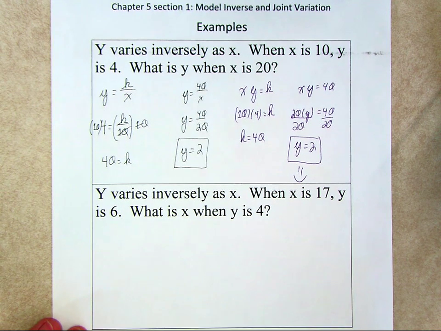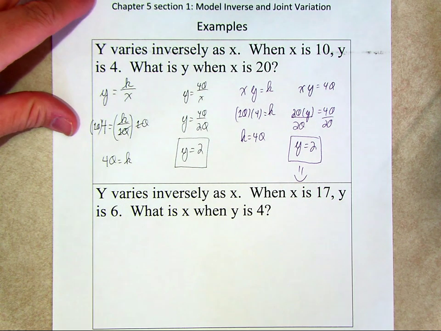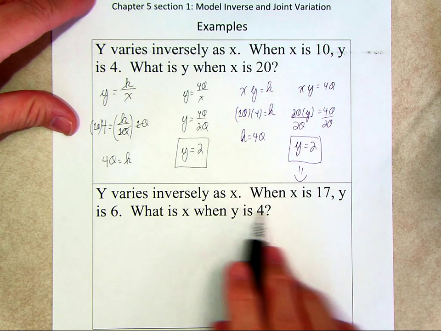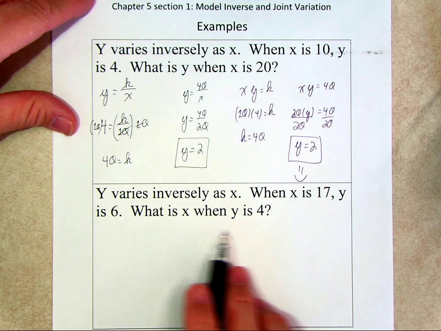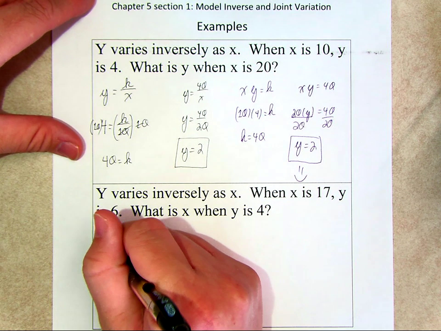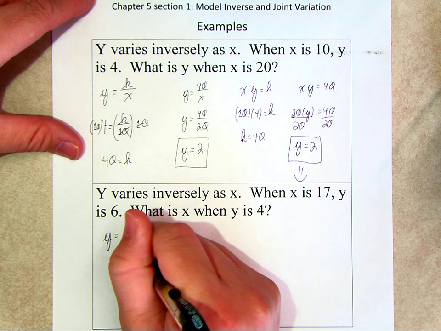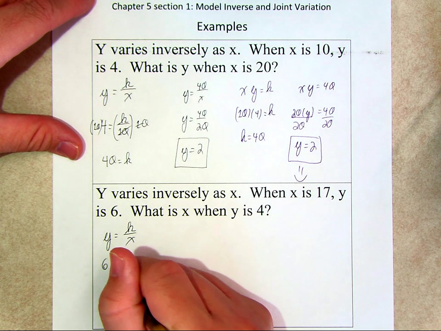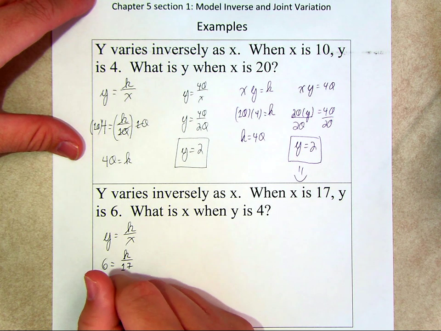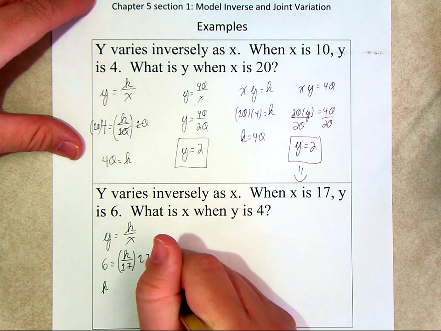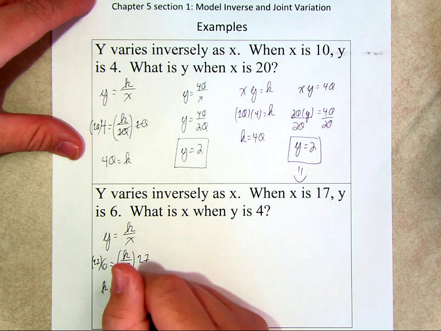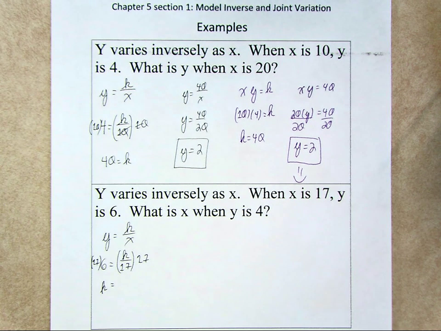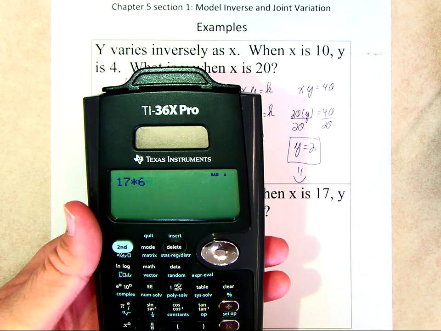So let's try this one. Here we have a new one. All right. y varies inversely as x. When x is 17, y is 6. What is x when y is 4? Okay. y equals k over x. Let's write it down. 6 equals k over 17. Oops, I forgot to multiply both sides by 17, but I'll write that out right there. So k happens to be equal to, if memory serves me, nope, it doesn't. So we'll get it out. 17 times 6. There it is. 102.